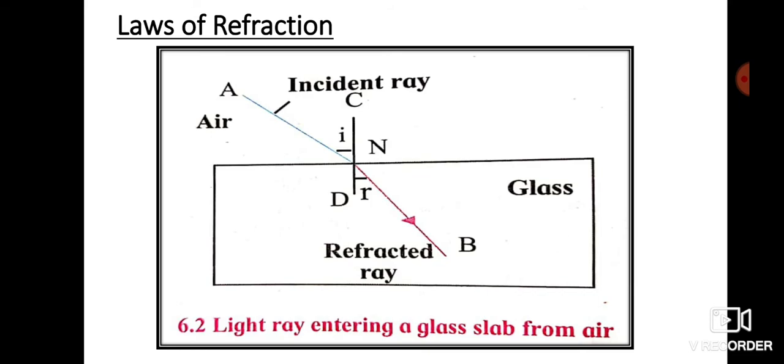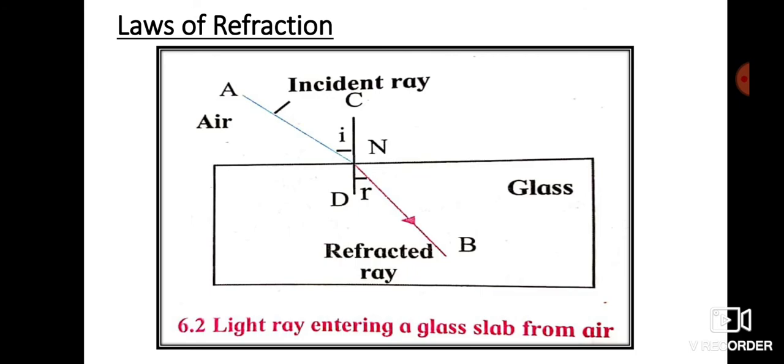The incident ray and the refracted ray at the point of incidence N are on opposite sides of the normal to the surface of the slab at that point. That is the ray CD. And the three, incident ray, refracted ray and the normal, are on the same plane. That is the incident ray AN, the refracted ray NB and the normal CD are on the same plane.